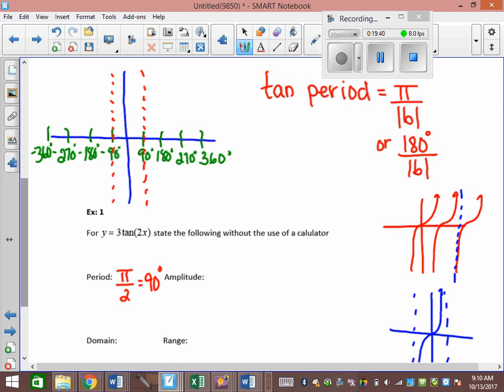Correct? The amplitude, what's the definition of the amplitude? The distance from the max to the min divided by 2. Absolutely. But there's no max or min on tan graphs. They just keep going on forever, right? So what's the amplitude? Yeah, it doesn't exist. There is no amplitude. It goes on forever.